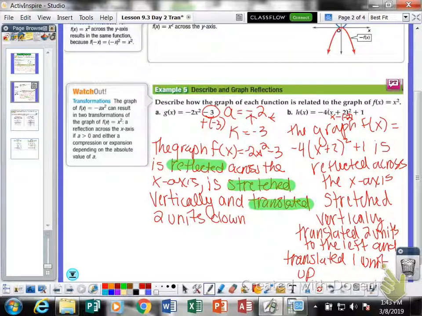So watch out. The graph of f of x equals -x squared can result in 2 transformations of the graph f of x equals x squared: a reflection across the x-axis if a is less than 0, and either a compression or expansion depending on the absolute value of a. So you really need to be careful with that. There's a lot of things going on there.